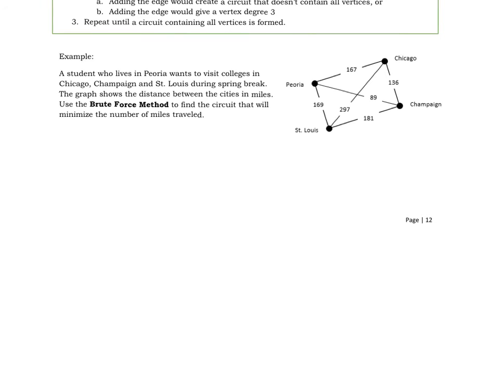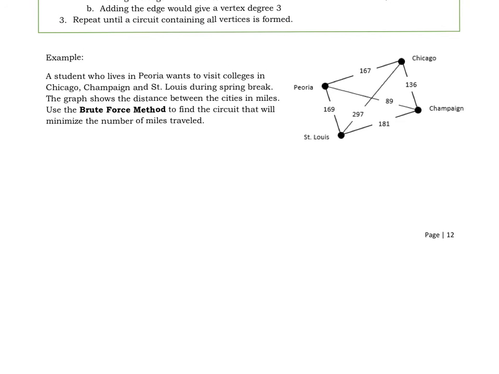So we're going to look at that brute force method here, going between some cities in Illinois. A student lives in Peoria, and they want to visit some different colleges during spring break. So we're going to use the brute force method. There are 4 vertices here. Just as a reminder, that means there are going to be 4 minus 1 factorial, or 3 factorial, which is 6 different Hamilton circuits. In each case, we're going to start in Peoria.